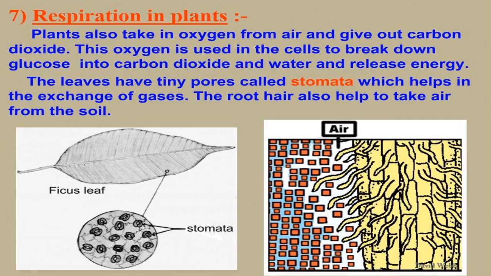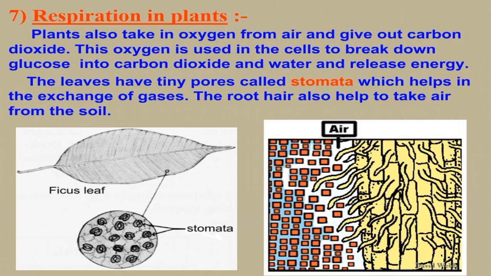Like other animals, plants also need energy to grow and perform life functions. Plants get this energy through the process of respiration. Plants use atmospheric oxygen to break down glucose into carbon dioxide and water, accompanied by release of energy. Generally, plants do not have any organ for breathing. The exchange of gases in plants is performed by a simple process of diffusion.